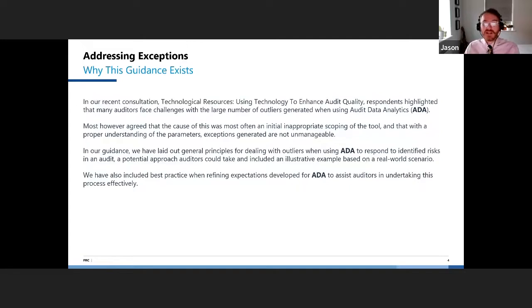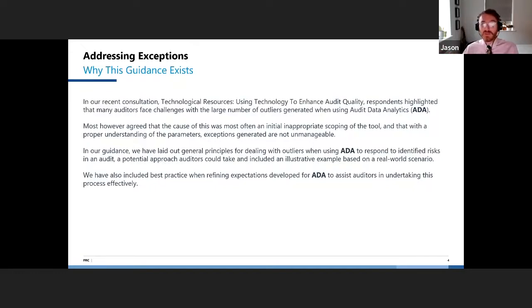And the object of that was to respond to really challenges that a lot of auditors have brought up to us informally. And one of the things that was highlighted was that a substantial challenge for auditors was what they're supposed to do when they get a large number of outliers generated in audit data analytics.